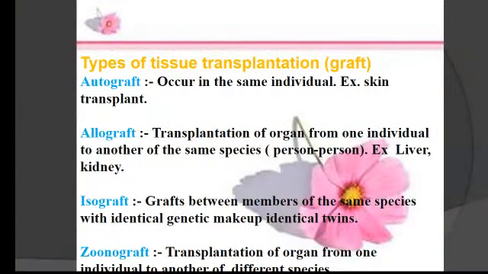Next, we have the types of tissue transplants. I want to test something. Give me some time.